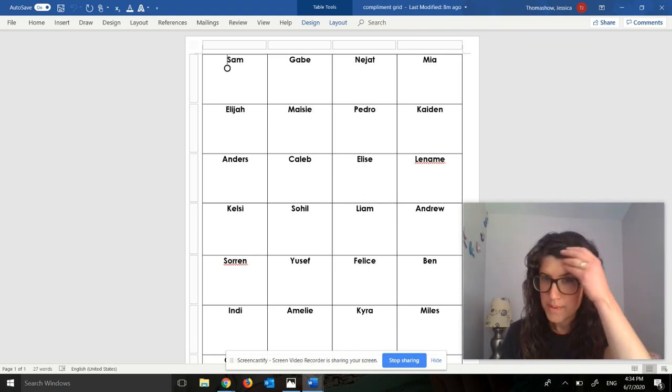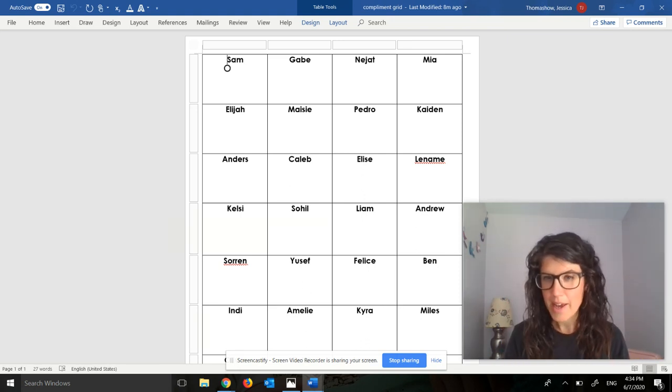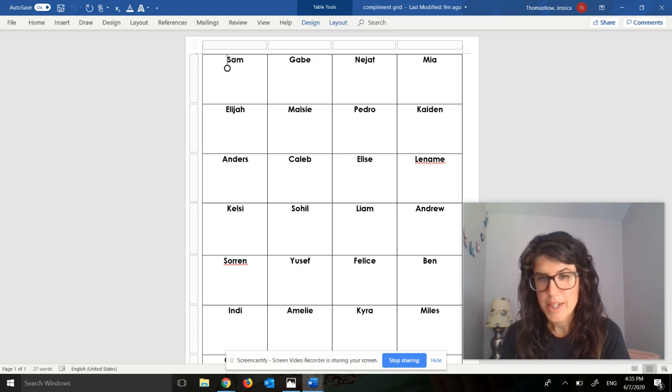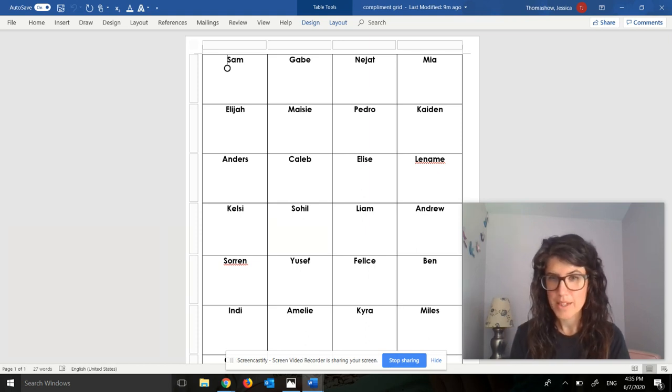Once I have the grids from everybody by the end of Friday, I will take all of the words for each kid and put them together into this cool word art. And then I'll send that to you next week. It'll be a way for you to remember your class this year and to remember the great things that your classmates think of you. This is a way to show you're caring for each other, to show how well you know each other. And it's just a way to think back on your wonderful classmates this year.